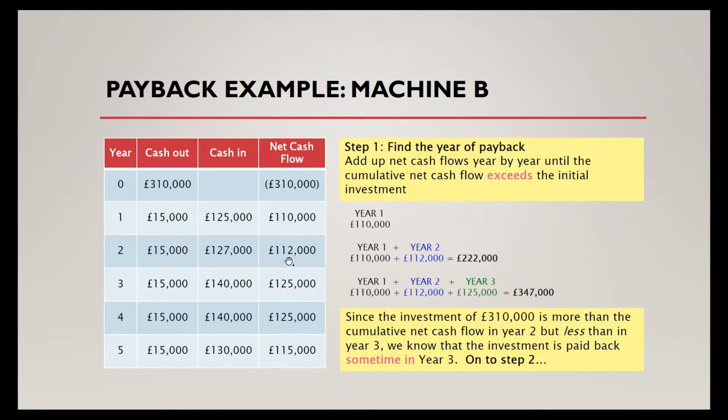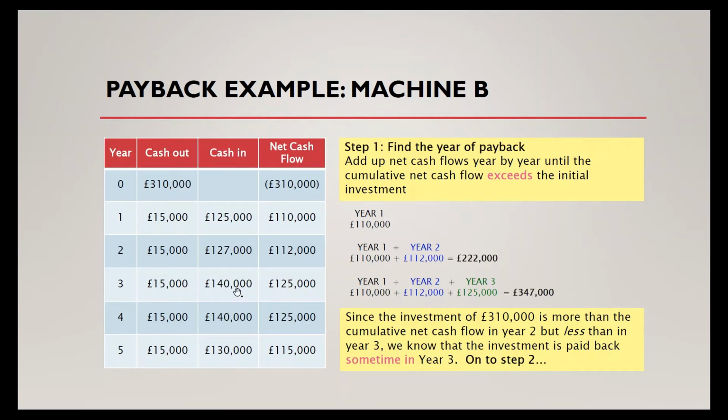So for year 2, the revenue is £127,000 and the expenses are £15,000. If we deduct the expenses from the revenue, we get a net cash flow of £112,000. So we add up the year 1 net cash flow plus the year 2 net cash flow, and this will give us £222,000. This is smaller than the initial investment of 310, therefore we have to try year 3.